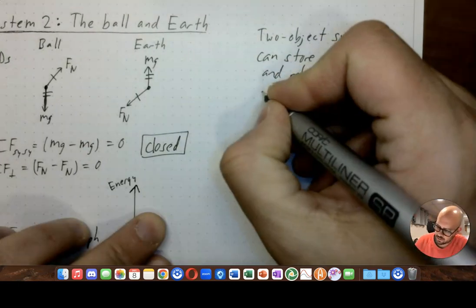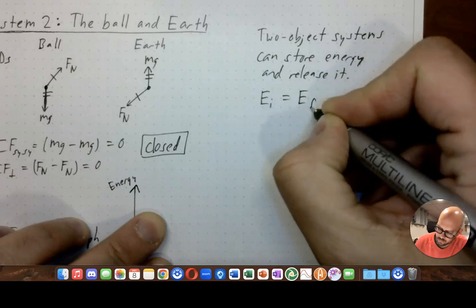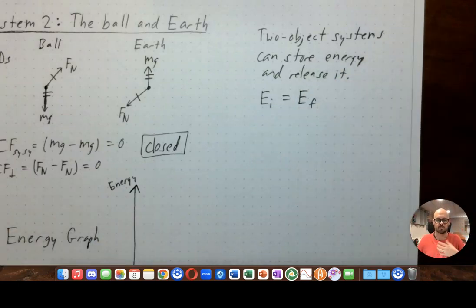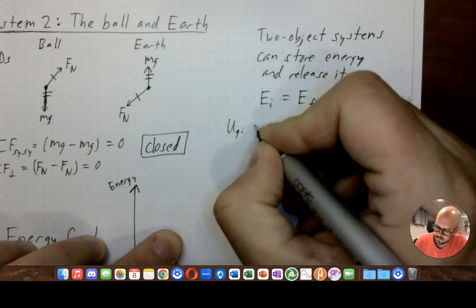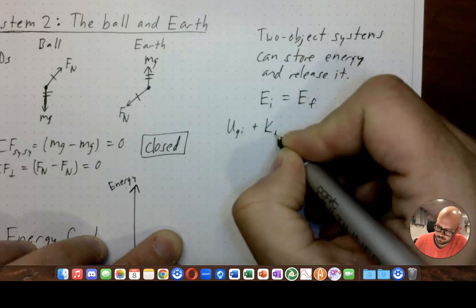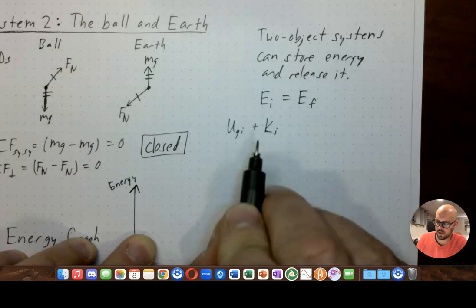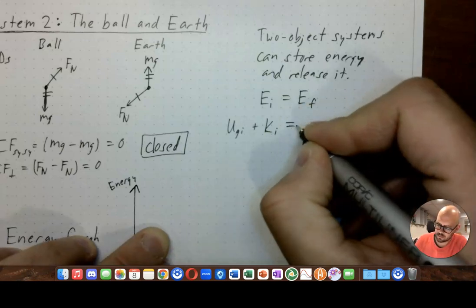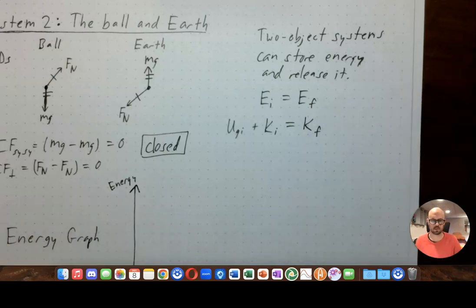That equation is going to look something like this. If I can assume that the gravitational energy or the mechanical energy is constant, then I can say that at the outset, the ball Earth system has both gravitational potential and kinetic energy, and at the end, the system only has kinetic energy.